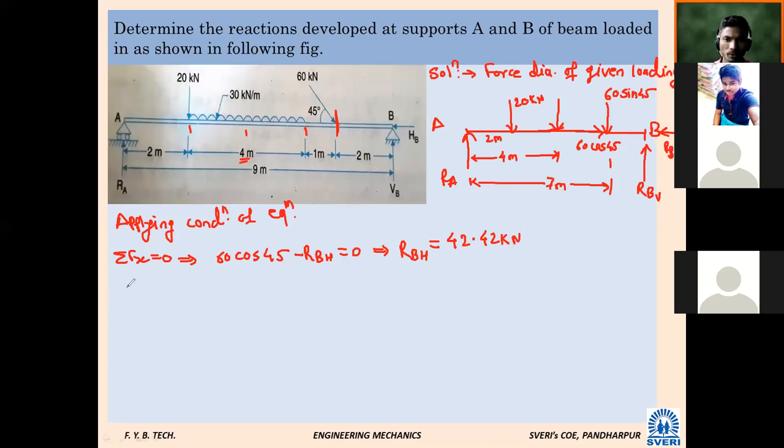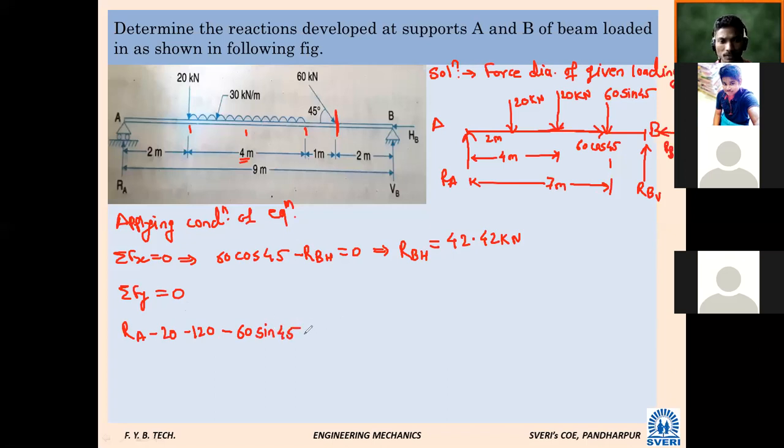Now which condition should we apply? Summation Fy is equal to 0. Tell me first, RA, how will be the RA? Plus RA. What about 20 kilonewton? So here one force is remained, 120 kilonewton. Minus 20, minus 120 downward, again minus 60 sin 45.